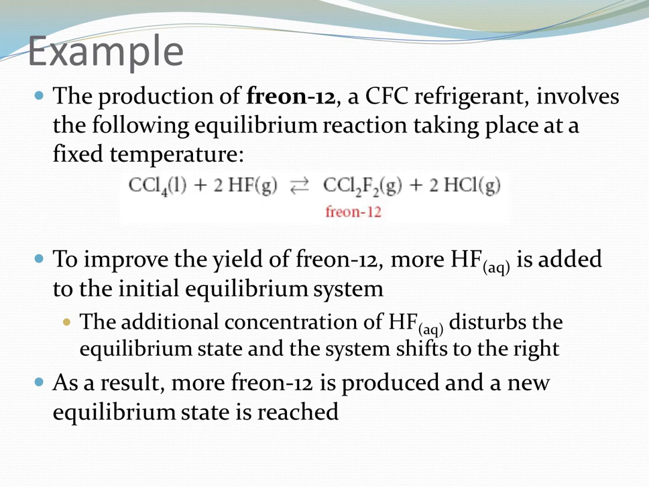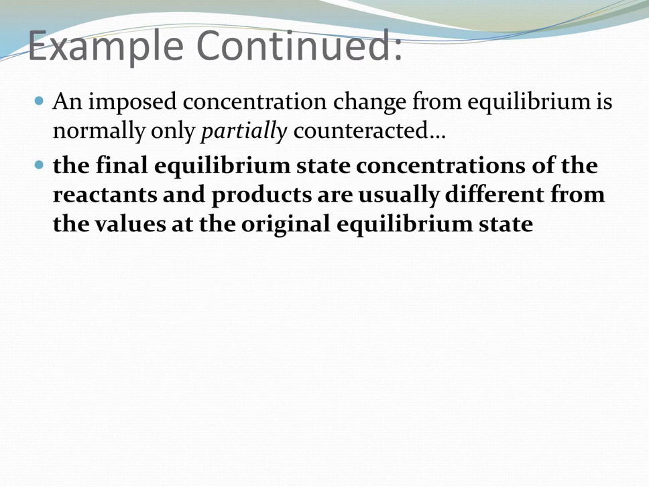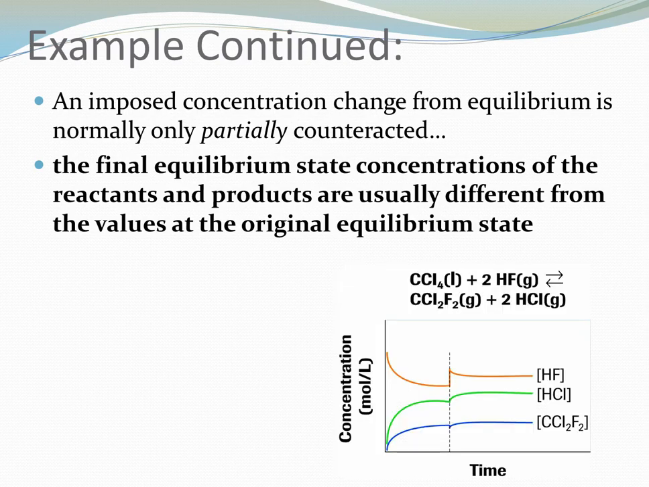In this example, the reaction of carbon tetrachloride with hydrogen fluoride is used to create freon, which is a refrigerant. The system is in equilibrium. If somebody wants to improve the yield of freon, additional hydrogen fluoride can be added to shift the equilibrium to the right. When the system reaches equilibrium, the concentration of the reactants and products will not be the same as before equilibrium was disrupted.